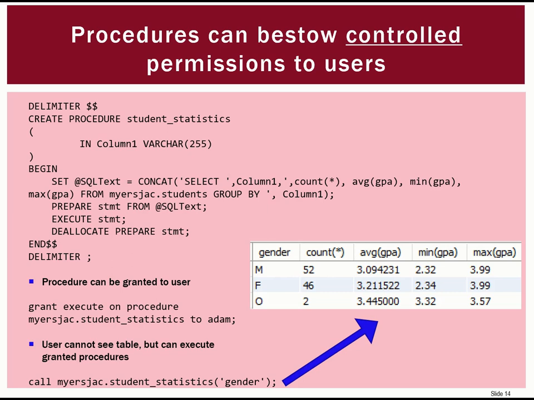Then, once you have such a procedure, you can grant execute on that procedure to somebody like Adam, who only has select abilities of the view, but now he can run this procedure and he can get the reports that he needs to do his analysis on students while preserving the confidentiality of that information.